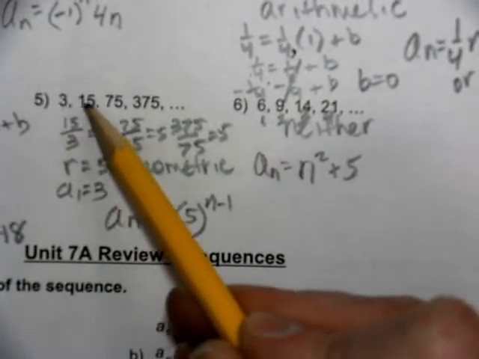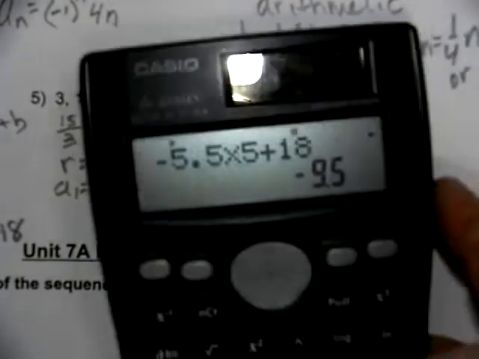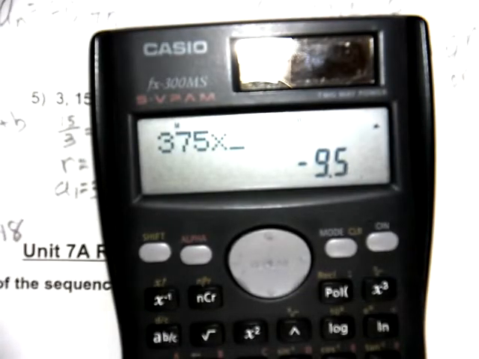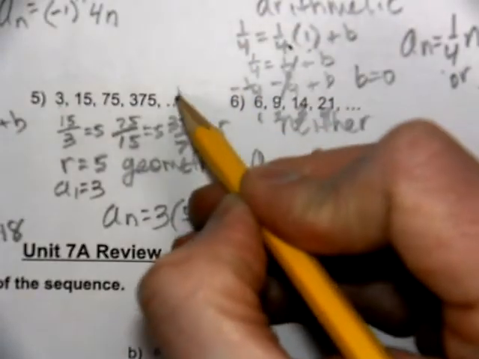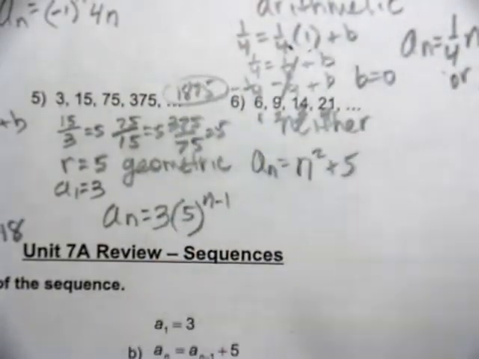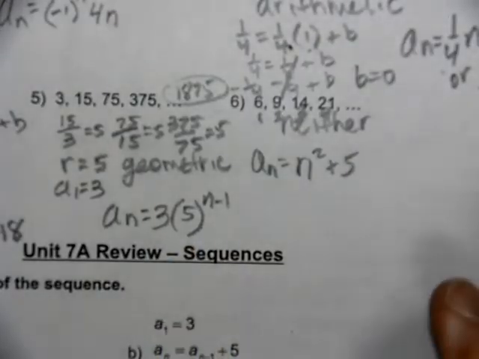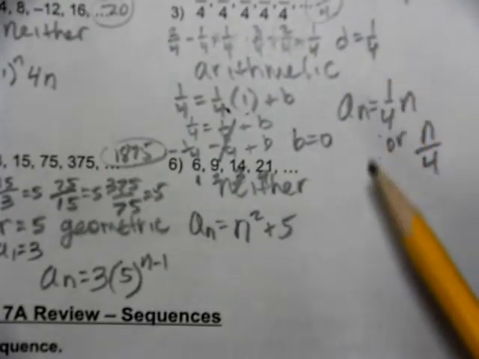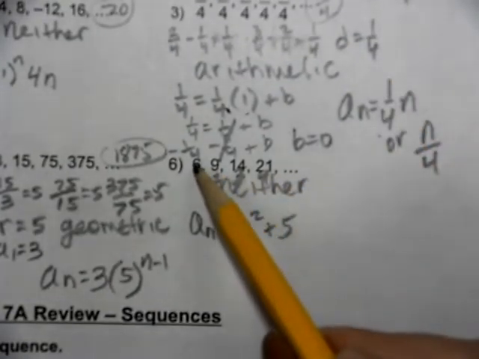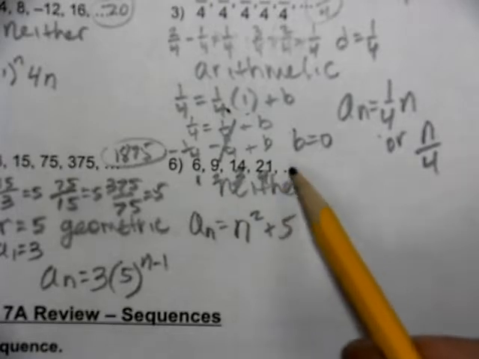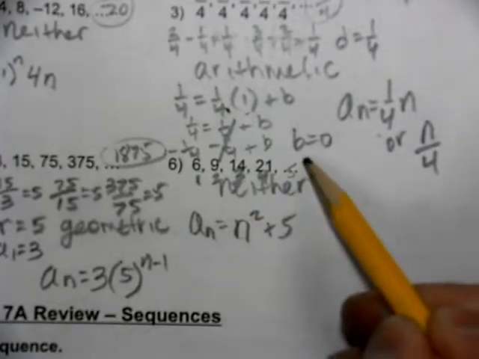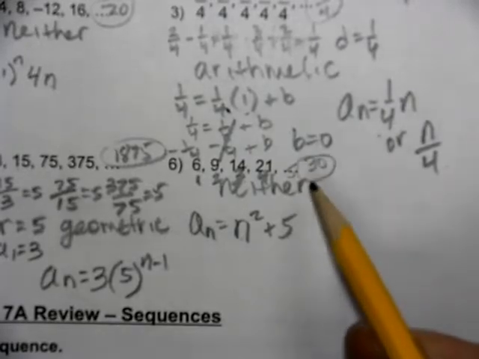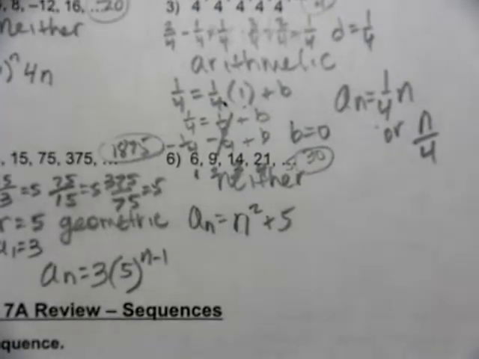So we're timesing by 5, timesing by 5, timesing by 5. 375 times 5 is going to give 1875. You could plug that into your formula also. 1, 2, 3, 4, so our 5th position, squared it is 25, plus 5 would be 30. That's going to be our next term.